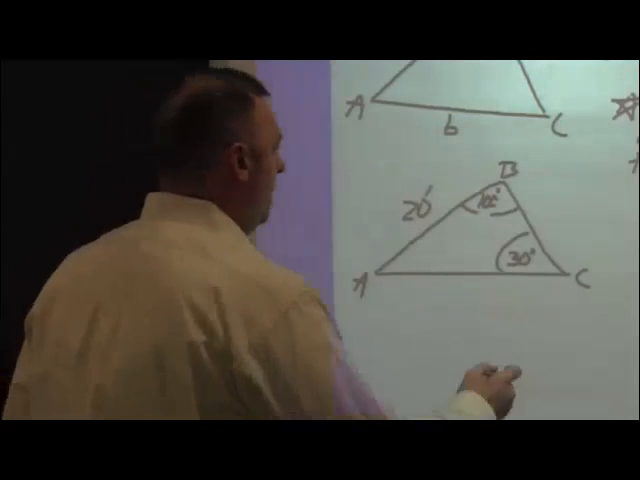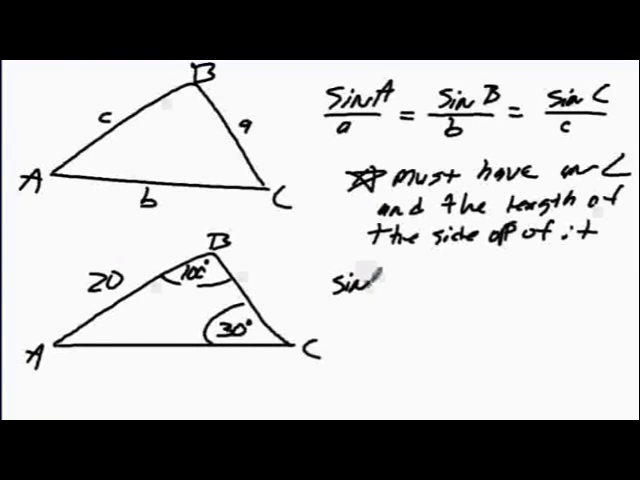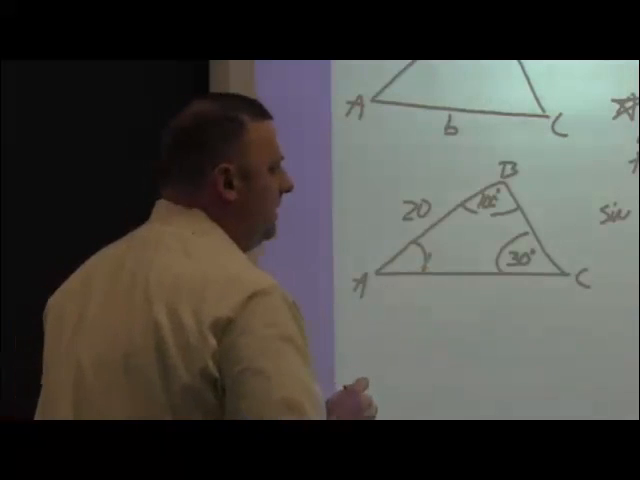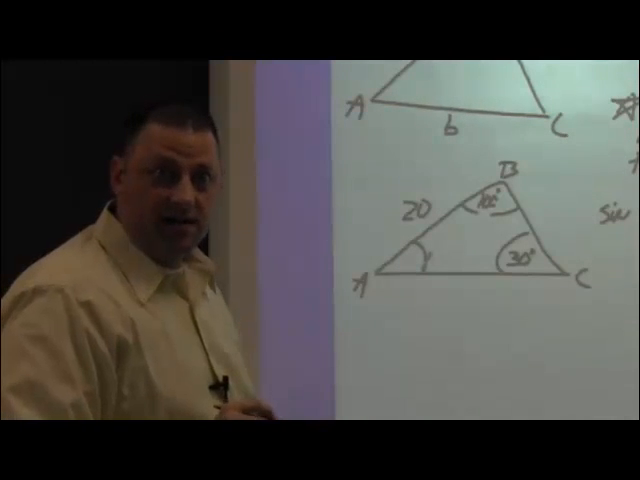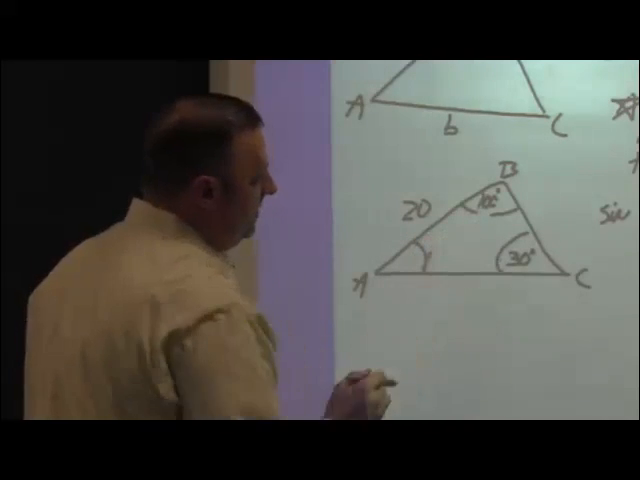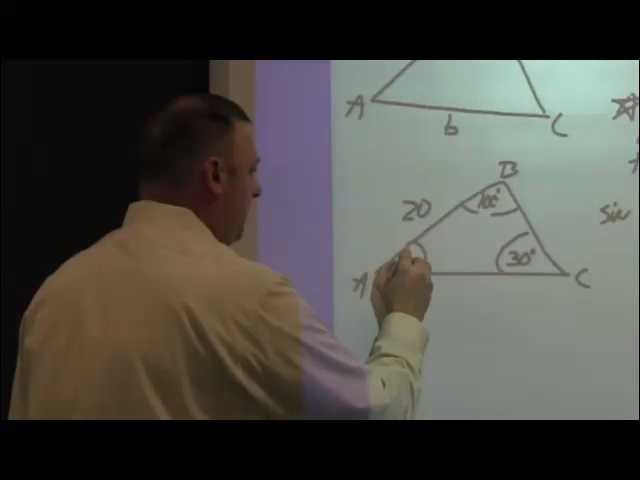So you can actually start writing your ratios up here. You can write sine of angle A. Oh, let's find angle A real quick. Now, remember, the interior angle sum of a triangle is 180 degrees. So we can add these two. That would be 100 plus 30. That's 130. Subtract that from 180. We got 50 degrees here.